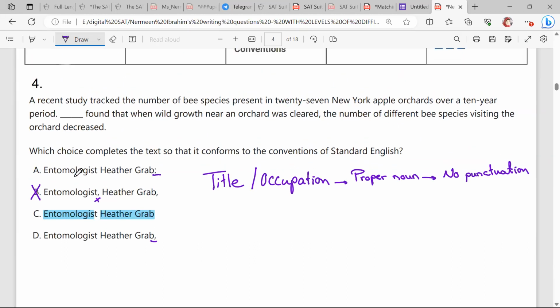You forgot the rule that we have just written. Here there is the verb, right? What is the subject of this verb? Entomologist Heather Grab found that. Who found? The entomologist, right? So the entomologist Heather Grab found. If you use a comma, that will be one punctuation mark separating the subject from its verb. Also, if you use the colon, it is once again a punctuation mark that separates the subject from its verb. And we have just written this rule.